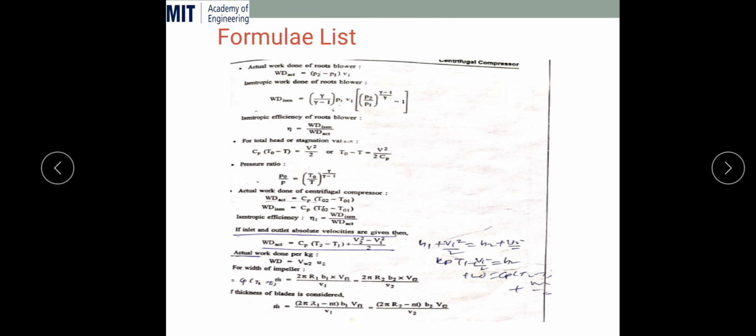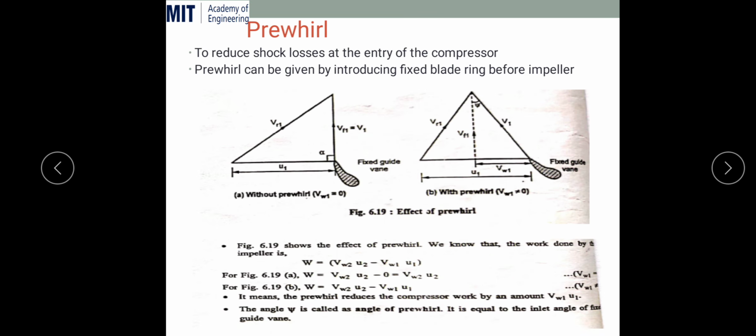While solving numericals of the centrifugal compressor, we have to remember first of all which properties are given, static or stagnation. Accordingly we have to solve the numericals. I hope that we understood this theoretical part. Thank you students.